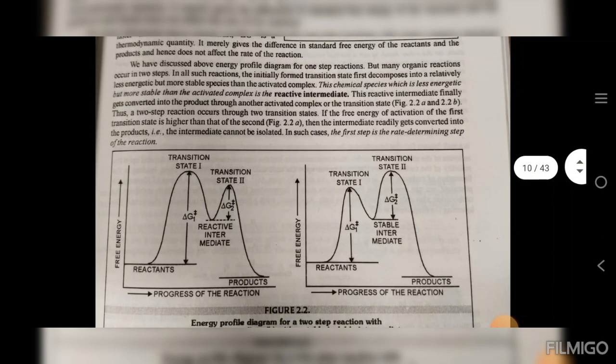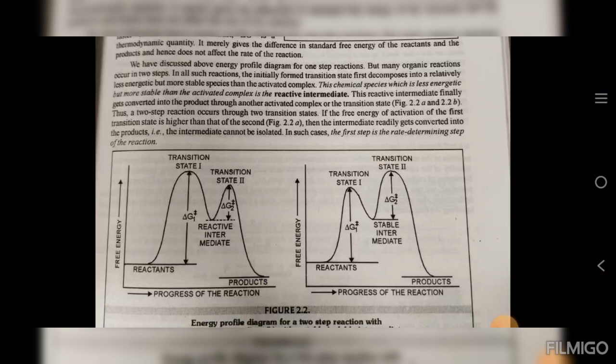We have discussed above the energy profile diagram for one-step reactions, but many organic reactions occur in two steps. In all such reactions, the initially formed transition state first decomposes into a relatively less energetic but more stable species than the activated complex. This chemical species, which is less energetic but more stable than the activated complex, is the reactive intermediate. This reaction intermediate finally gets converted into the product through another activated complex or transition state.